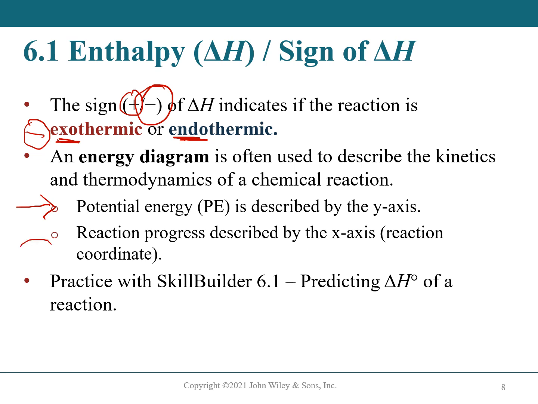So the energy diagrams show us the potential energy on our y-axis, and then what's called the reaction progress or the reaction coordinate is commonly described on the x-axis. So we have our y here with our potential energy, and then we have our x-axis down here with just the progress. So as our reaction progresses, it goes forward on the x-axis.